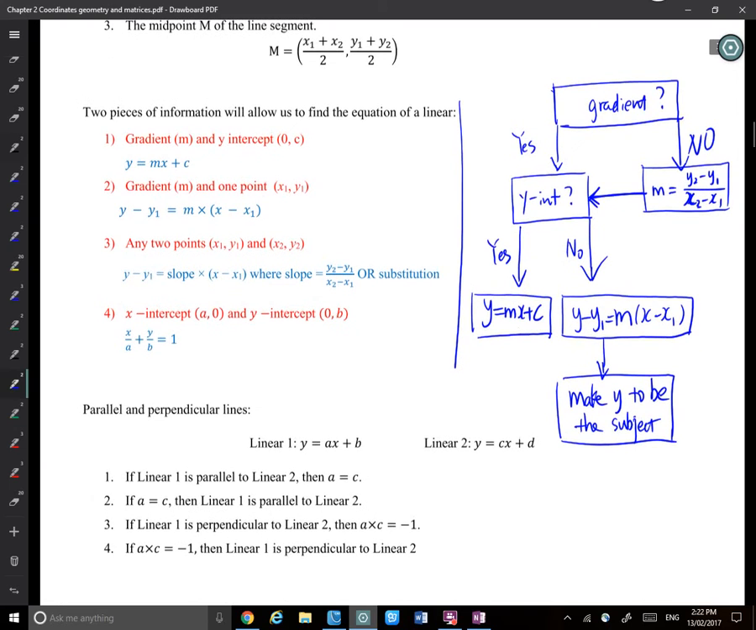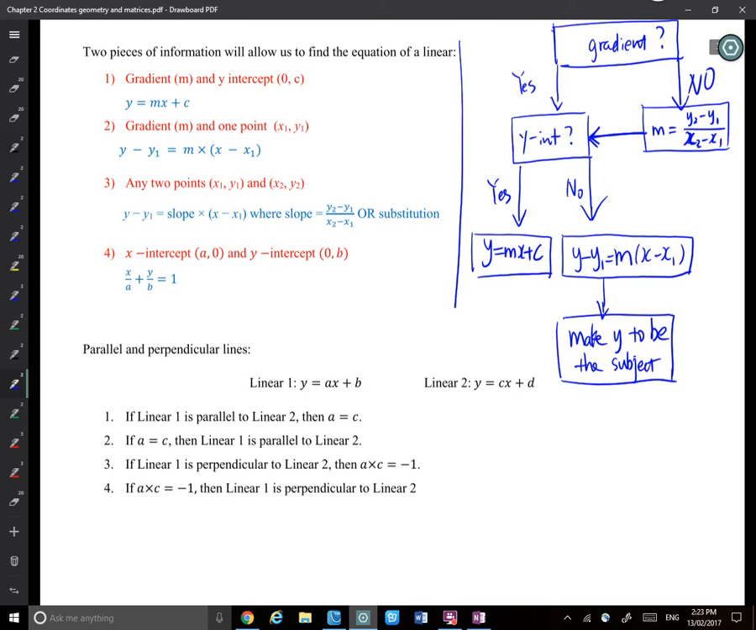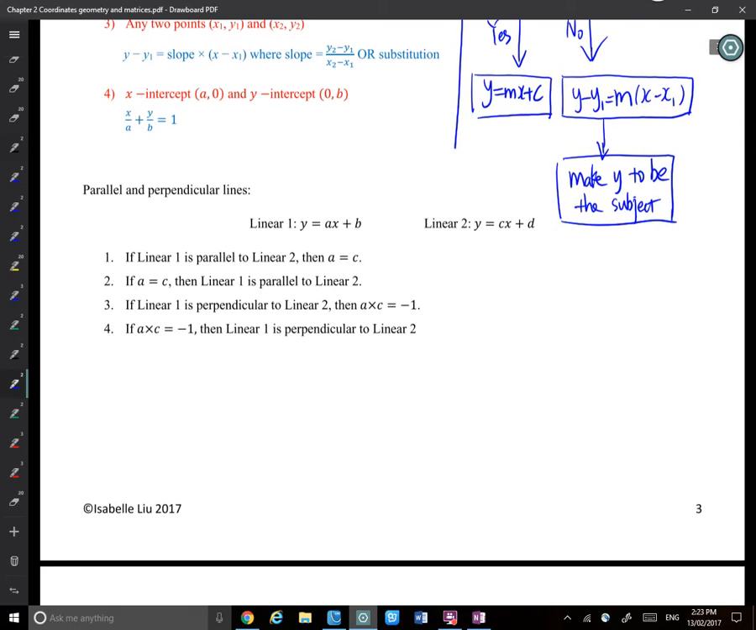Okay, so that part is talking about how we can find equations of a linear. And the next thing is talking about parallel and perpendicular. If it's parallel lines, the two gradients must be equal. If two gradients are equal, those two lines must be parallel. If two lines are perpendicular, the gradients multiplied together must give you -1. So if one gradient equals the negative reciprocal of the other gradient, they must be perpendicular linears. So that's parallel and perpendicular lines. I just put all the information here for you. Okay, that's everything you need to know for your linear.